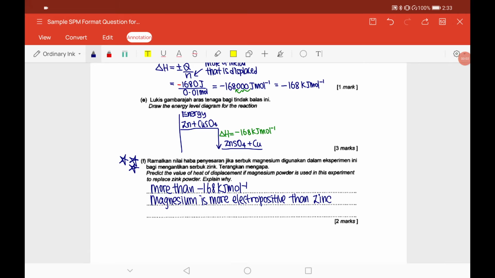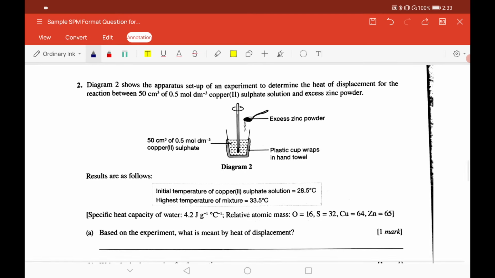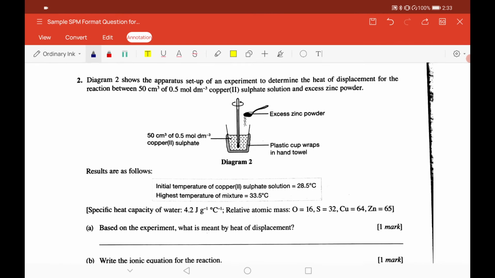Okay, so let us continue with another question. Now this question also follows the SPM format. So you can expect they will ask the question like this. The way they ask the question, the format of the question will be something like this in your SPM. Okay, so let's start.